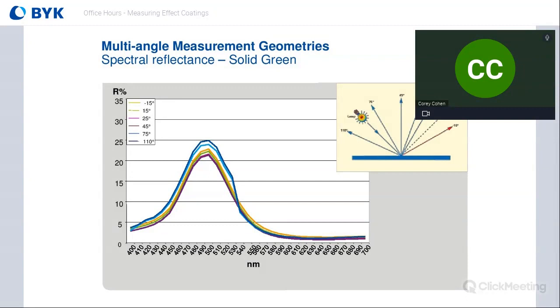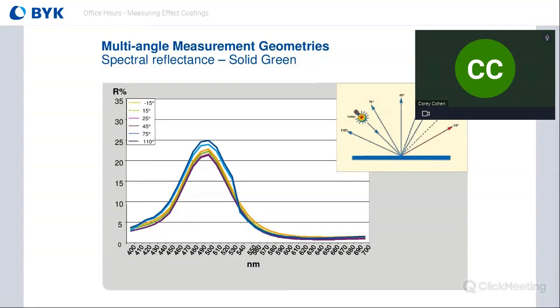Now what we're seeing here is actually multiple spectral curves, because this was measured with our BYK-mac instrument at these 6 different measurement angles. We're seeing 6 different spectral curves here, but they are right on top of each other. They're pretty much all the same spectral curve, no matter the measurement angle. And that's because this is a solid green color, solid, indicating that this coating only has absorption pigments in it. So no effect pigments, just absorption pigments.